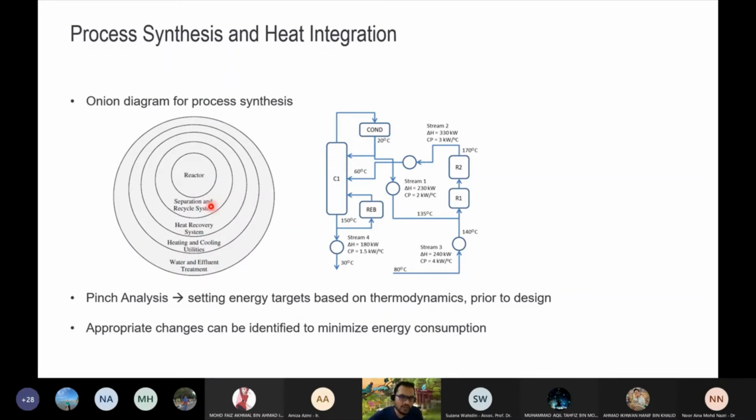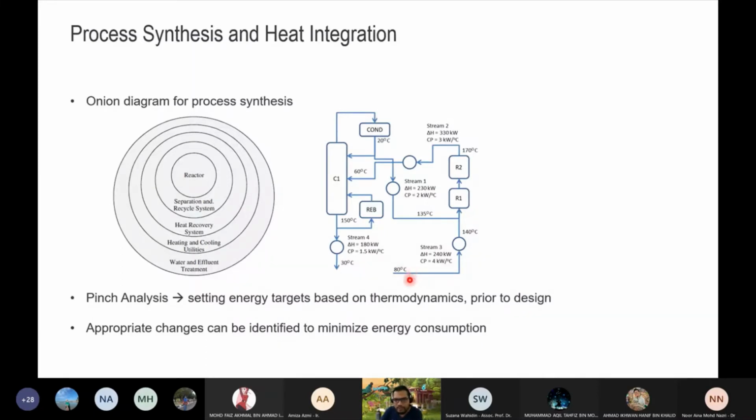And then once we design the separation and recycle system, I'm not going into details on this. We'll just guide you through it here. Once we know what to separate and what to recycle, we will end up with this kind of flow sheet. This is just an example.